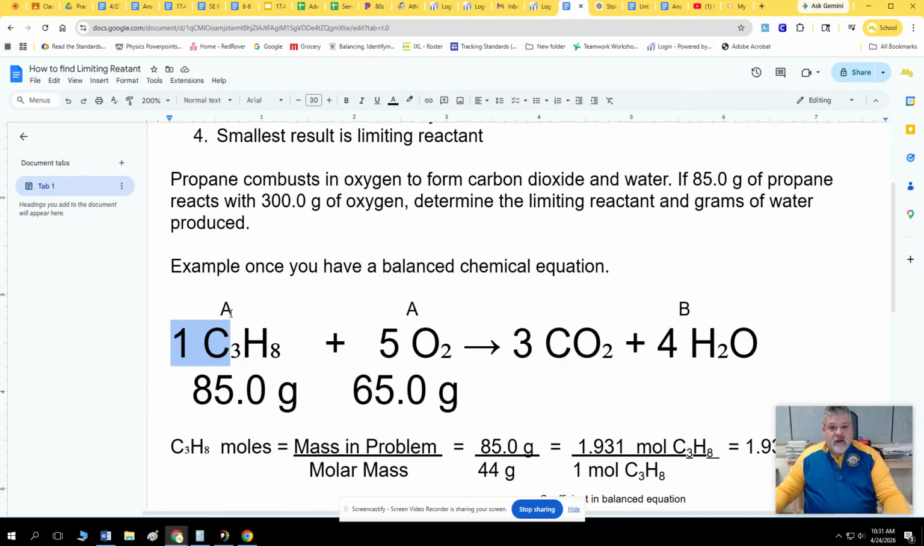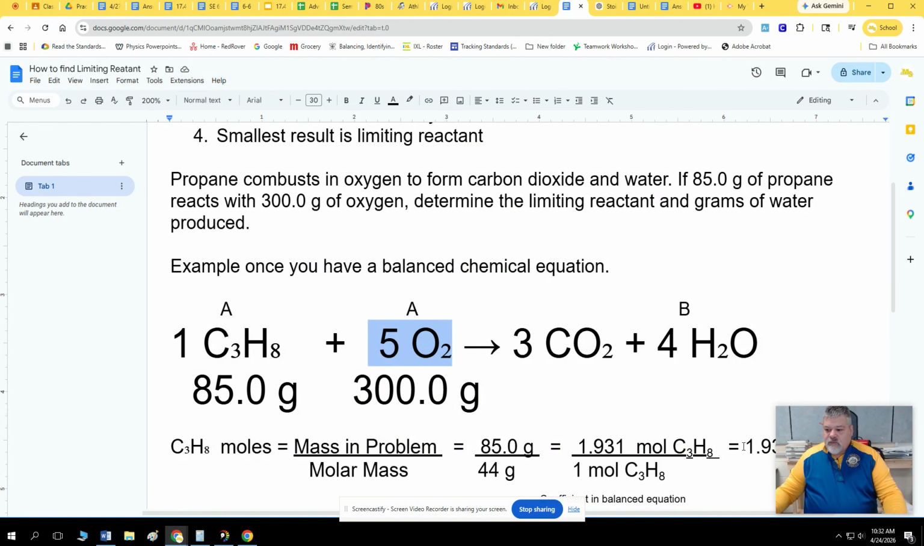Well, we don't know which one's going to run out first, and we have to calculate which one's going to run out first. So in this case, I have 85 grams of propane, but I have 300 grams of oxygen, and that's why they're underneath there. So which one's going to run out? It looks like oxygen is going to run out first, but it's a 1 to 5 molar ratio between the two. So for every 1 mole of propane, I need 5 moles of oxygen, and that's where we've got to go. So we're going to look at the first one here.